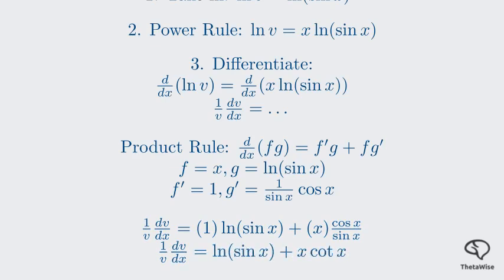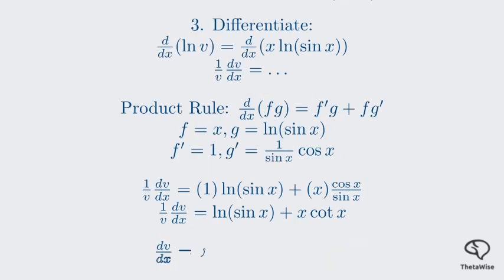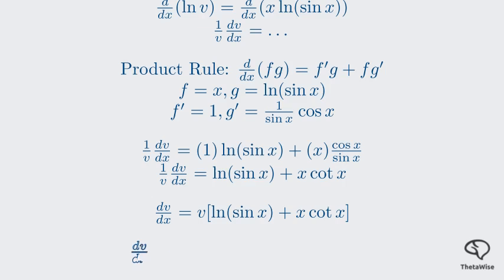Now we solve for dv/dx by multiplying both sides by v. So dv/dx equals v times the quantity ln of sine x plus x cotangent x. And finally, substitute back the original expression for v, which is sine x to the x. This gives us our result for the second part. We are now ready for the final step.